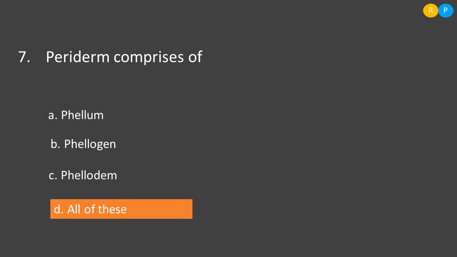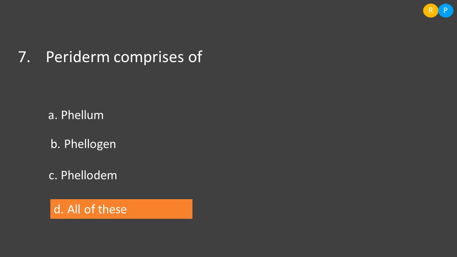Is the next question, periderm comprises of. So what is the meaning of periderm? So periderm is actually a secondary protective tissue. It forms in the cortex region. Clear? So this will form to give protection to the vascular bundles.